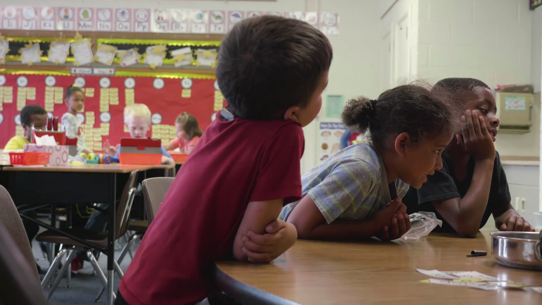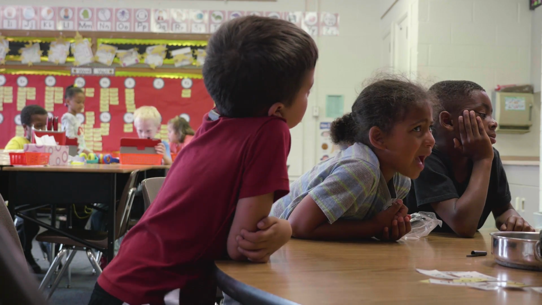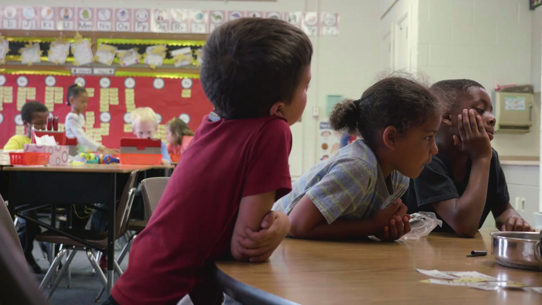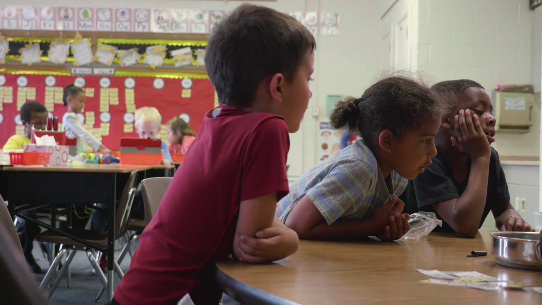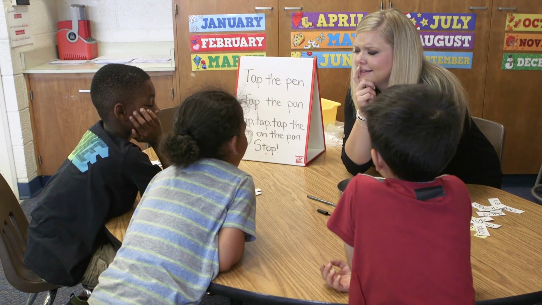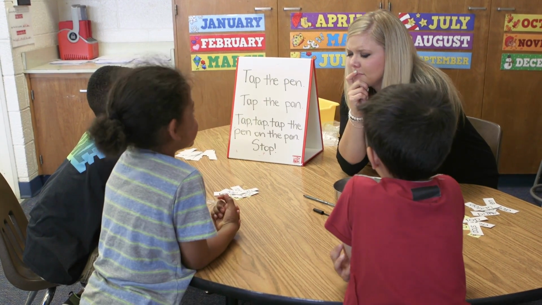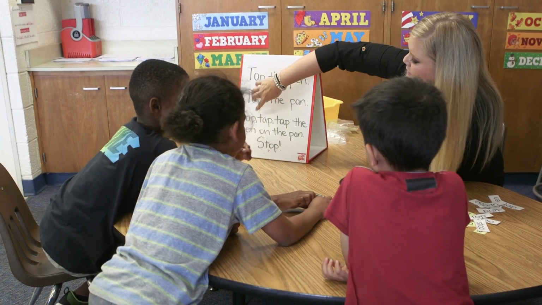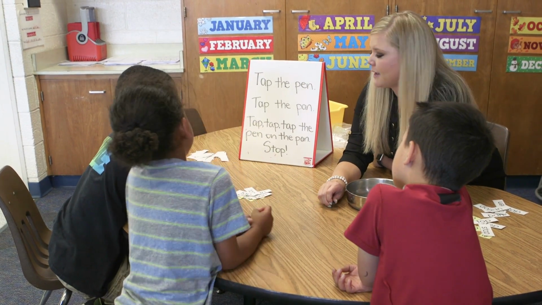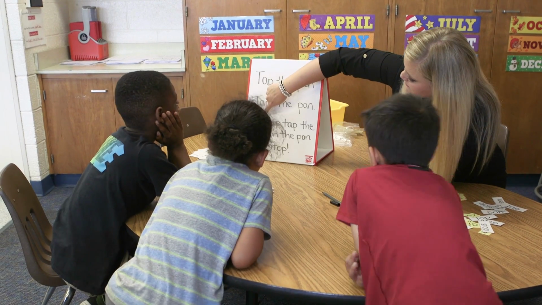So let's start back here. Tap the pen on the pan. Does that make sense? Pan. The pen on the pan. Let's read the last sentence one more time before we tap the pen. You will all get a turn to tap the pen. Okay? So let's read it one more time.